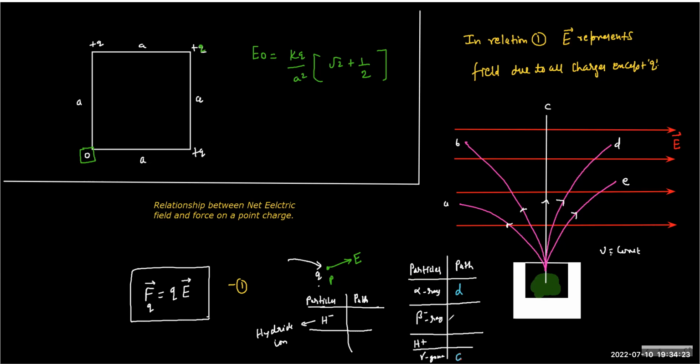So all negative will go left, that is for sure. All positive will go right, that is for sure. And then C is the path which is not deflecting, which means it is not getting influenced by the field itself, which is only possible for a neutral particle. I hope this part is clear. Who will go right, who will go left, and who will go straight, that part is clear.